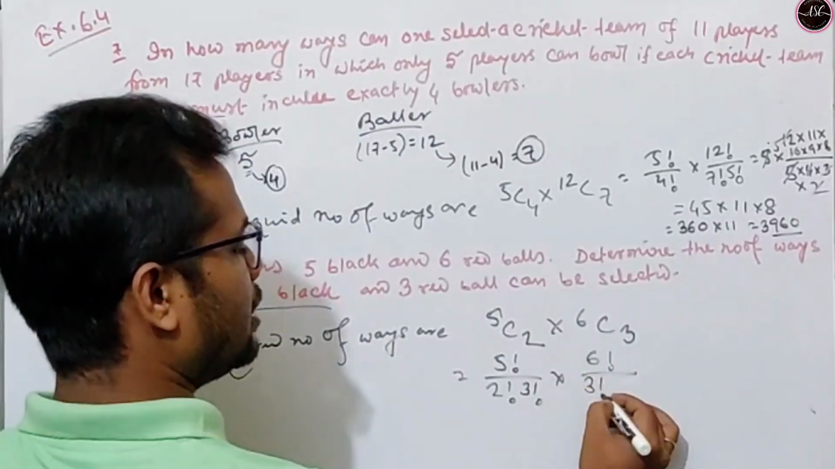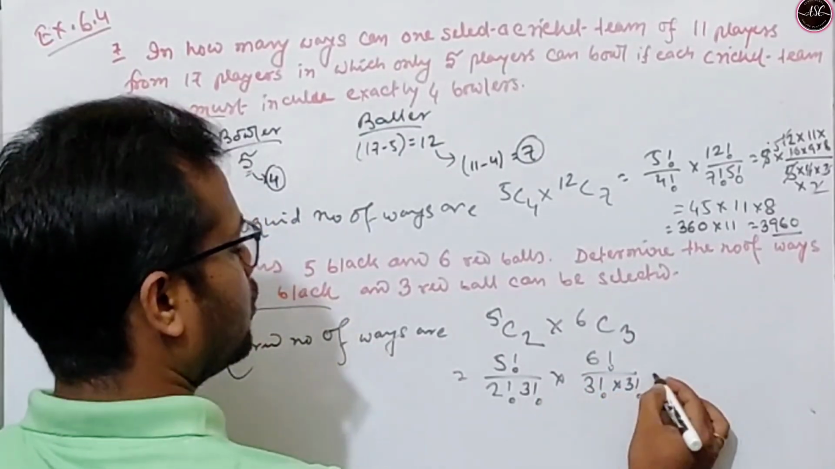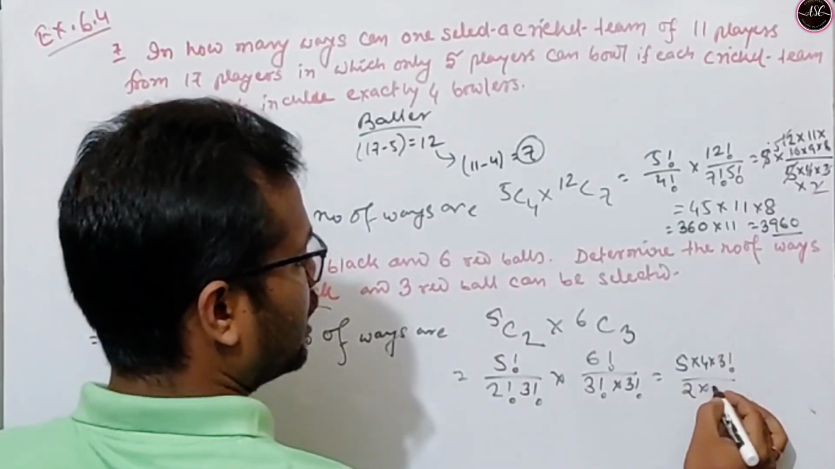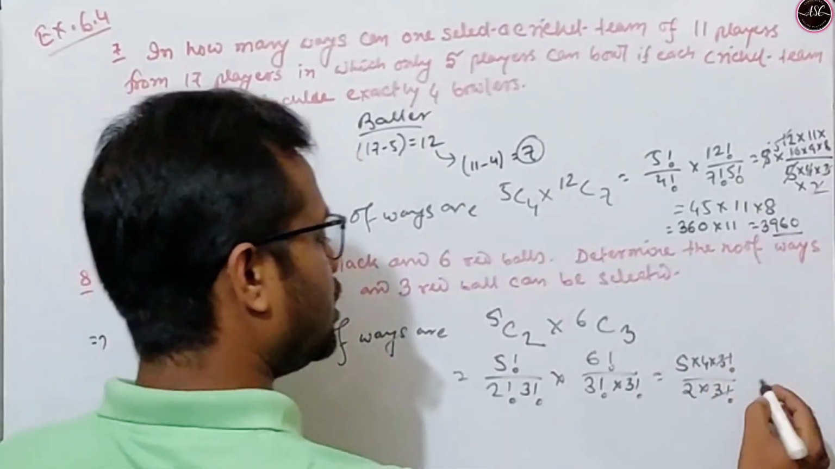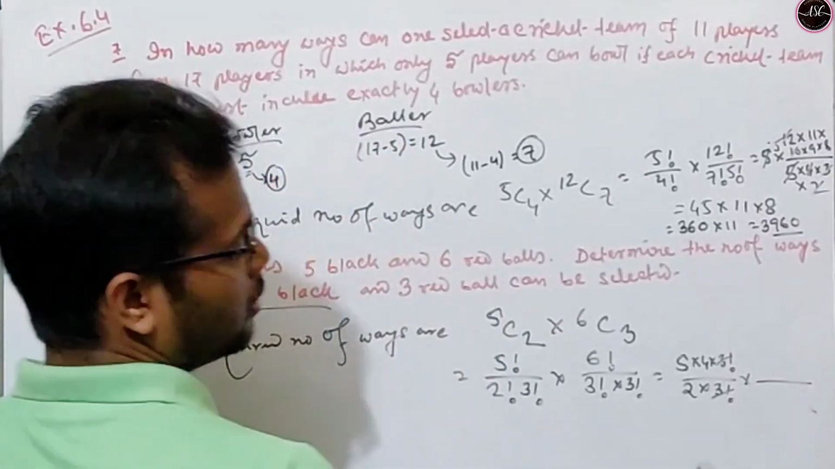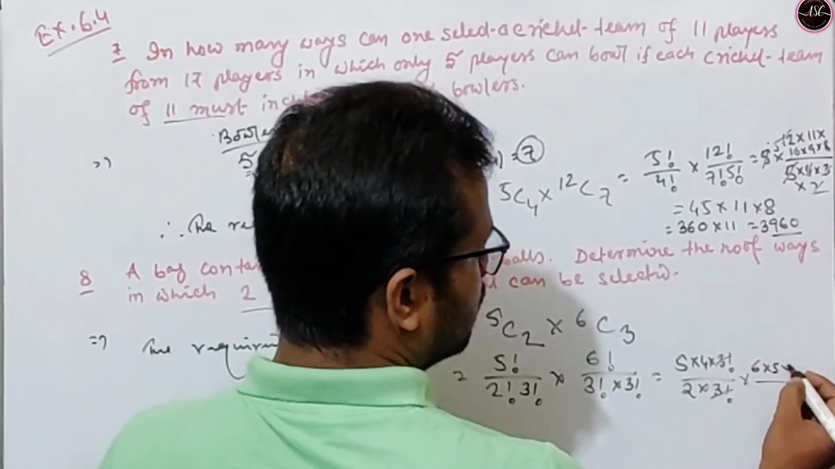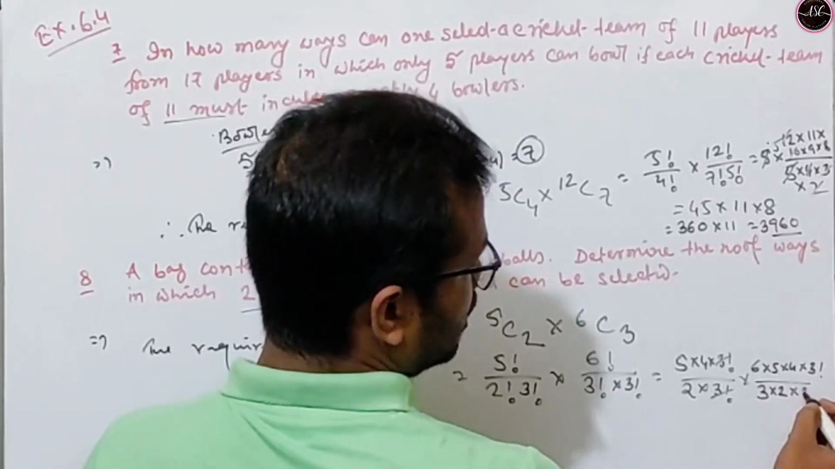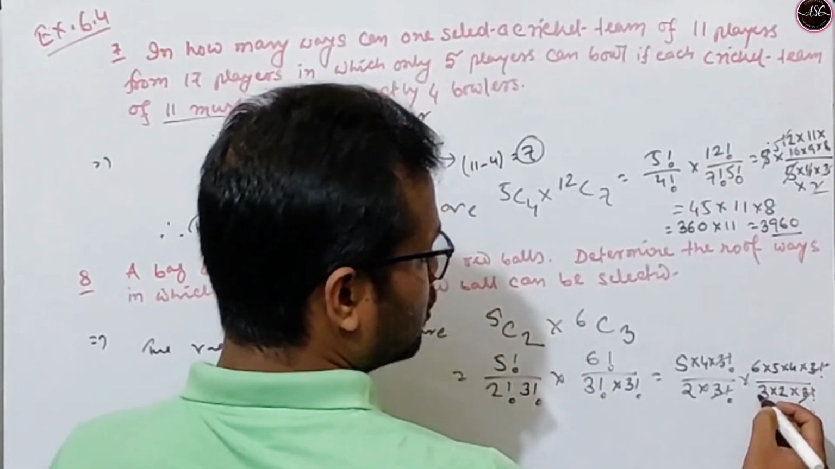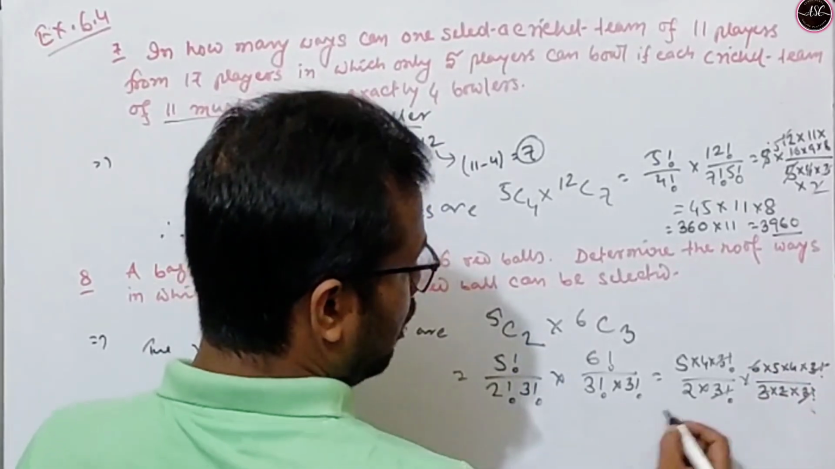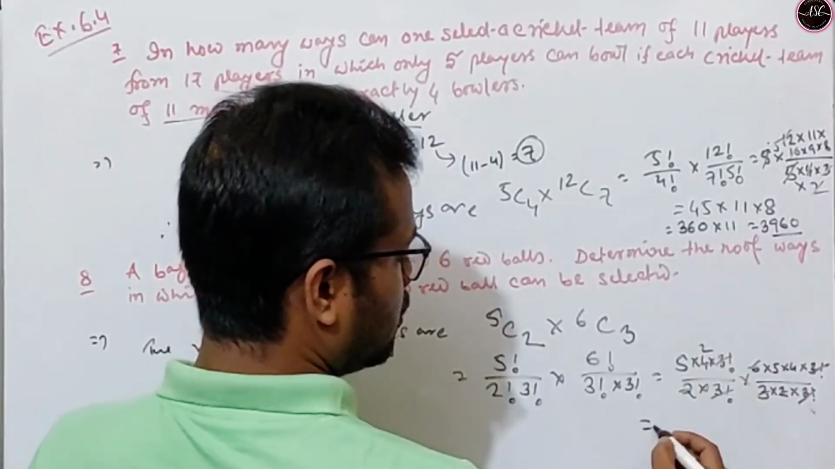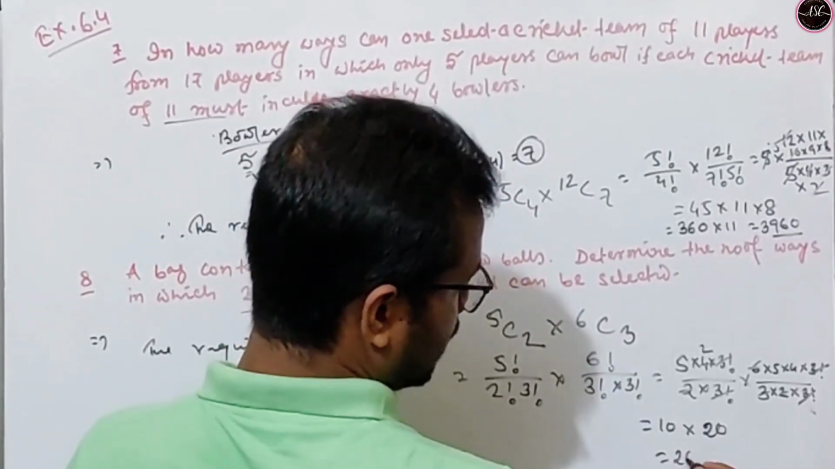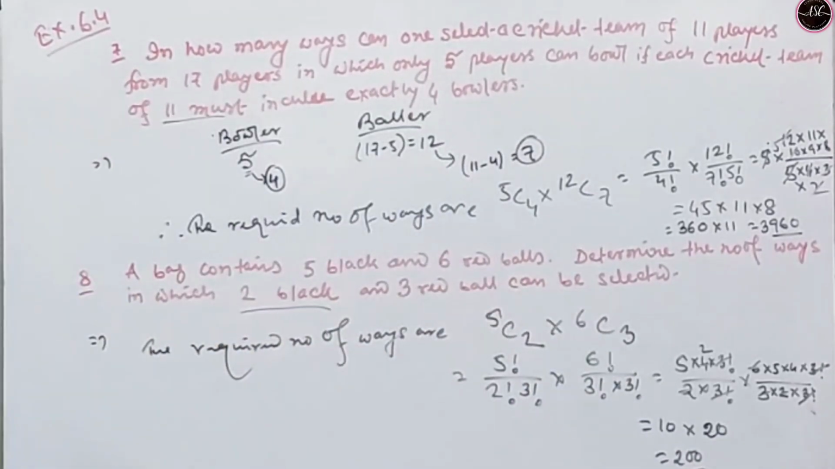Just calculating this, we get 5 factorial divided by 2 factorial into 3 factorial, into 6 factorial divided by 3 factorial into 3 factorial. We have 5 factorial equal to 5 into 4 into 3 factorial divided by 2 into 3 factorial. So cancel out. 6 factorial equal to 6 into 5 into 4 into 3 factorial divided by 3 factorial equal to 3 into 2 into 3 factorial. 3 factorial will be cancelled out. 3 and 6 will be cancelled out. Therefore, here 2 will be cancelled out. Therefore, equal to 10 into 20. That means 200. Okay, 200 will be the answer.